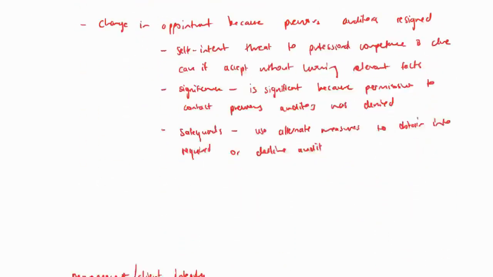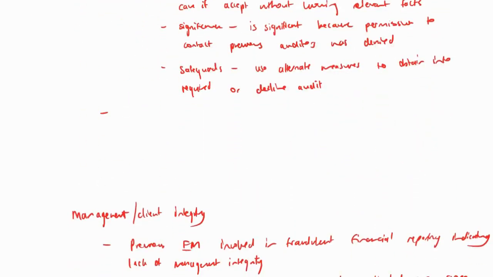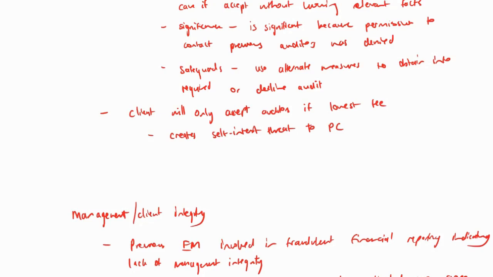Back under ethical requirements, guys, if you haven't left enough space, then you need to just put an arrow and say to be continued at the end, and then start writing it. We'll say that the client will only accept the auditors if they have the lowest fee, and therefore this creates self-interest threat to professional competence and due care. You guys would write that out.